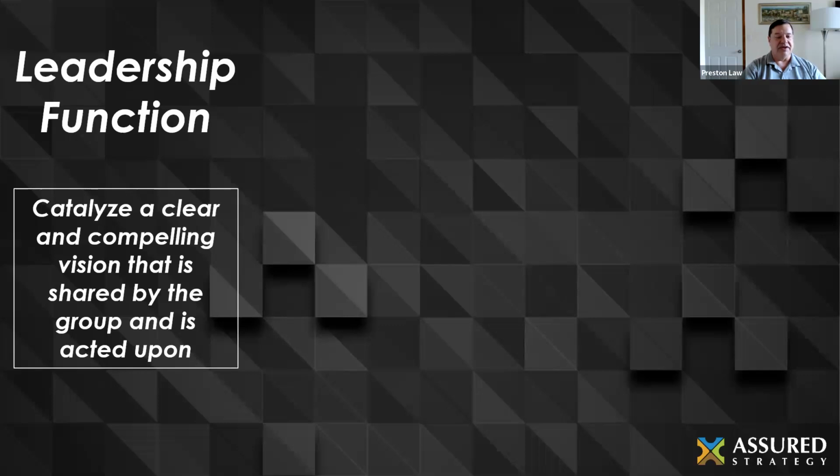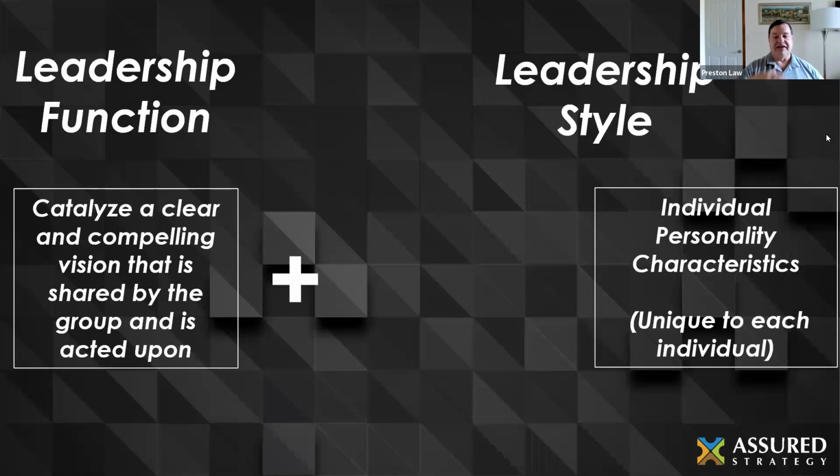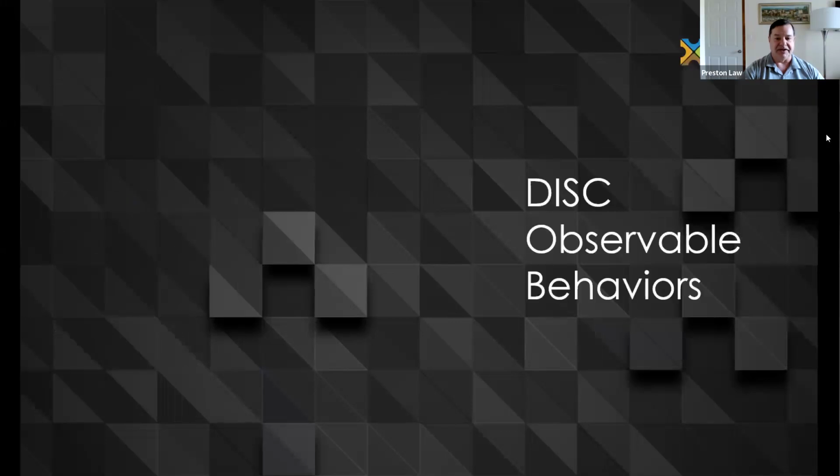So if we put this into more business speak, we say we're going to catalyze a clear and compelling vision that's shared by the group and can be acted upon. And that's the function of leadership. Your style is unique to each individual. So the way that I would lead a team and the way that someone else would lead the team are different. And different doesn't mean bad. Different is just different. There are different ways to get things done, and allowing those different ways is really important in the growth of a company.